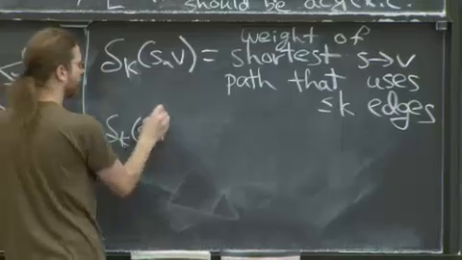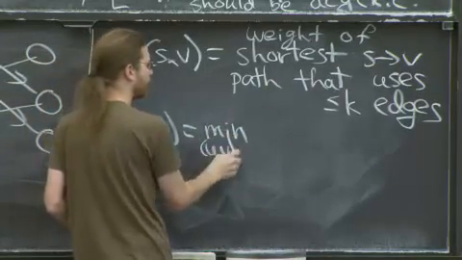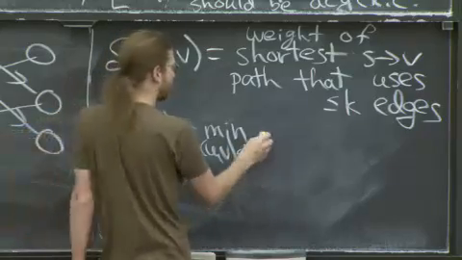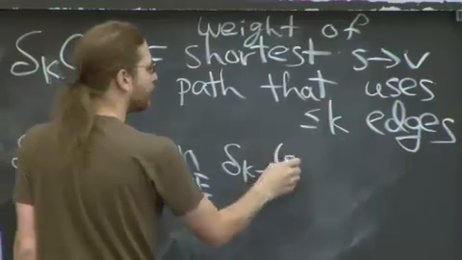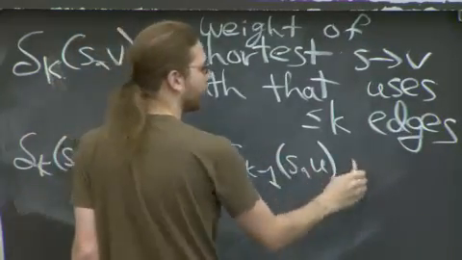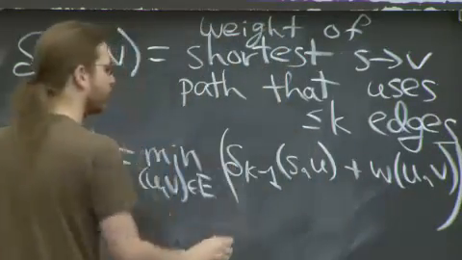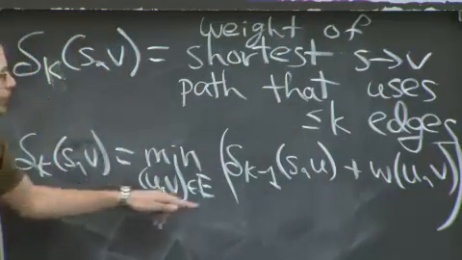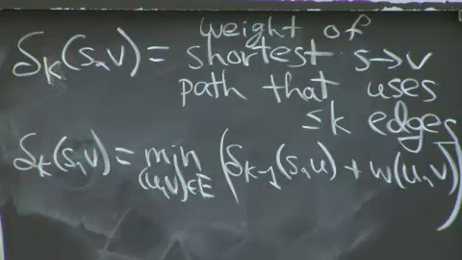And then you get a recurrence which is the min over all last edges. I'm just copying that recurrence, but realizing that the S to U part uses one fewer edge. And then I use the edge UV. That's our new recurrence. By adding this k parameter, I've made this recurrence on subproblems acyclic. Unfortunately, I've increased the number of subproblems.